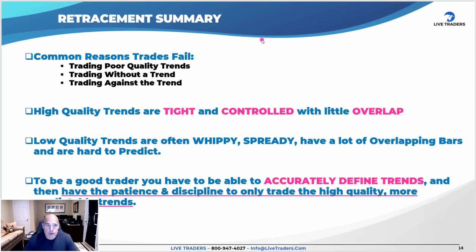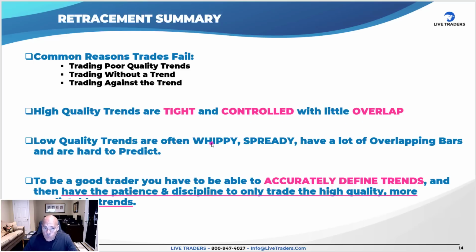Let's wrap this up. Common reasons trades fail: poor quality trends, without a trend, and against a trend. We can talk about patterns, but we always talk about bias first. Bias comes first. 60-minute daily bias comes first. A poor quality trend, no trend, or against the trend. High quality trends are tight and controlled with little overlap. We saw that on those 2 slides.